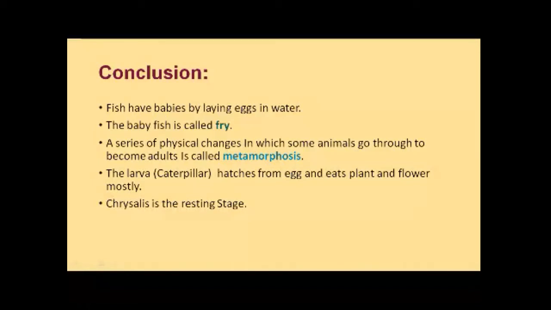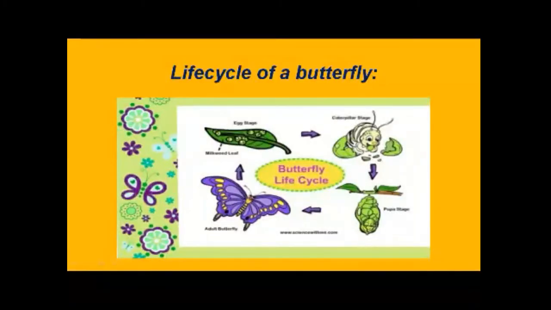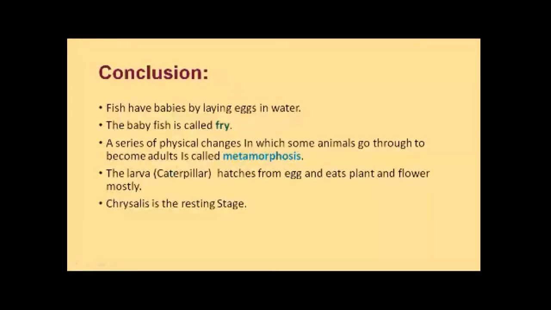The larva is the second name of caterpillar. You can say larva or you can say caterpillar. It hatches from the egg and eats plants and flowers mostly, because the caterpillar is really hungry. Now chrysalis is the resting stage. In the pupa stage, the outer layer is called chrysalis. So this is the resting stage. The chrysalis forms in the pupa stage, and this is the resting stage of the butterfly life cycle.